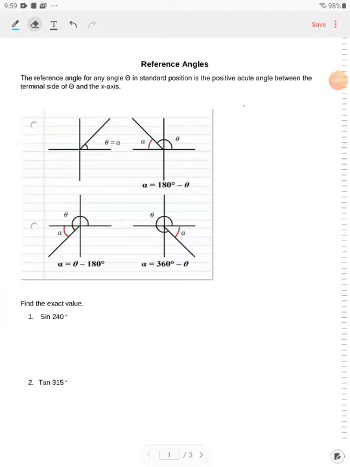In this video, we will discuss reference angles. The reference angle for any angle in standard position is the positive acute angle between the terminal side of the angle and the x-axis. So, for example, in quadrant 1, the reference angle is actually equal to the angle itself.